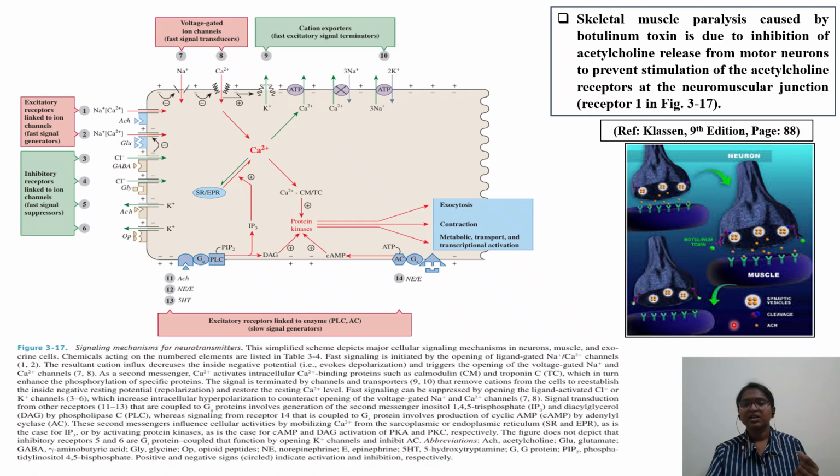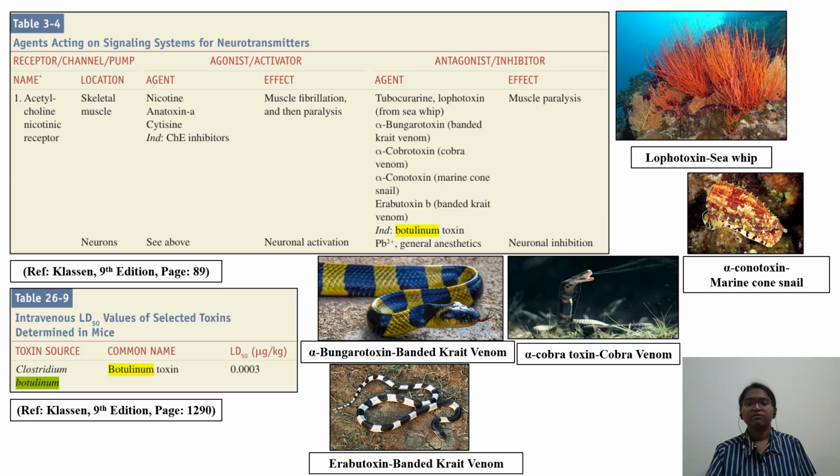This is another pictorial representation of how the acetylcholine release at the synaptic place is being stopped. Along with this receptor 1, also read the other things in this particular figure 3.17, like voltage-gated ion channels, excited receptors, and exocytosis. We'll go to the next slide.